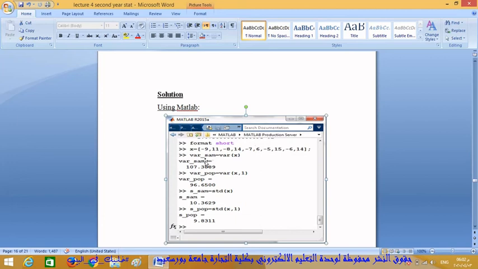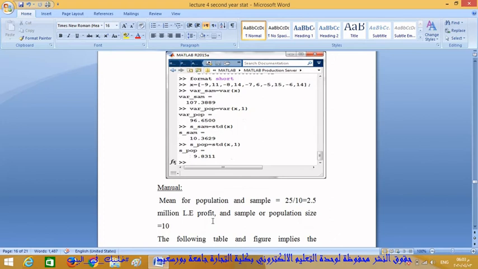The variance for a sample equals var of x, and the variance for population equals var of x and 1. Okay, so here the variance of a sample is greater than the variance of population. The standard deviation of a sample equals STD of x, and the standard deviation of the population is STD of x and 1. In the same way, you see that the standard deviation for a sample is larger than the standard deviation for population.